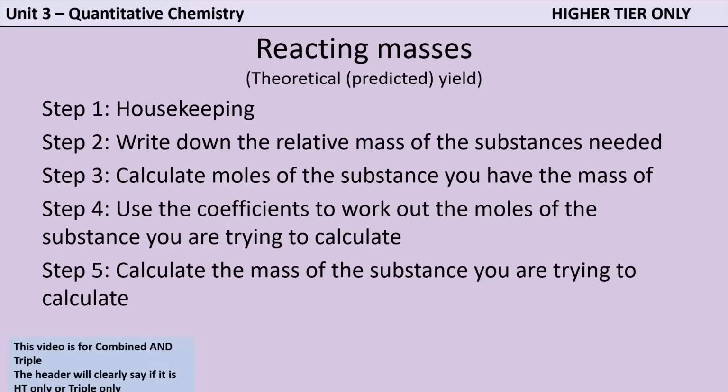So if you want to, I don't know, take a quick screenshot or something, those are the steps I went through. So 1 was your sort of housekeeping, writing things down, crossing things out, making sure you don't make silly mistakes. 2 is write down the relative masses of the substances. 3 is calculate moles of the substance that you do have the mass of. 4 is use the coefficients, and 5 is calculate the mass of the substance you're trying to calculate.